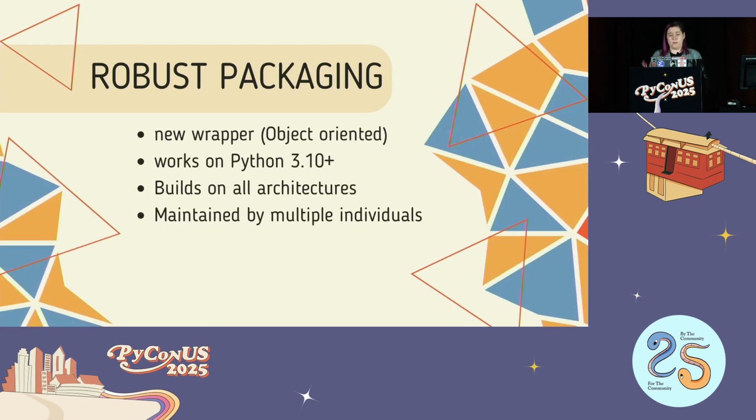So the goals of the project were to write a new wrapper. We decided to make it object-oriented to possibly extend some of the functionality. It needed to work on Python 3.10 and above. It needed to build on all architectures. I believe the issue was that Intel Macs and Silicon Macs were never supported under Triangle. Also, the goal was for me to be able to pass on some of the work to the other Section Properties maintainers so that there wasn't a single point of failure.